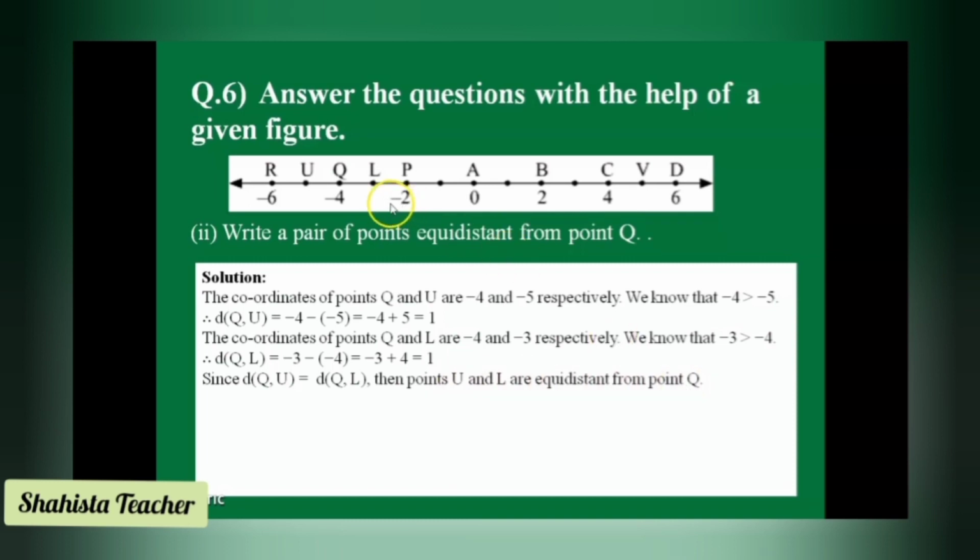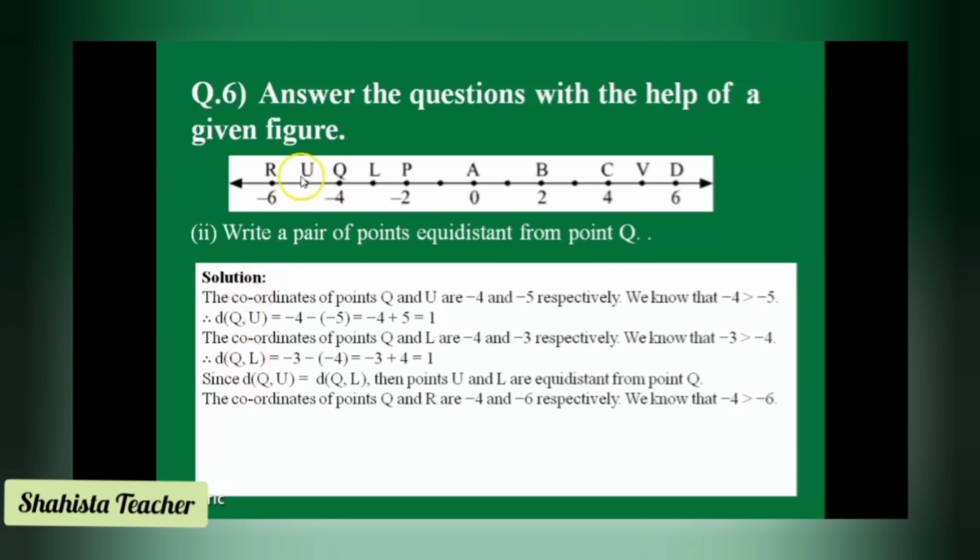Now next is Q and R, and Q and P. So the distance of Q to R. The coordinate of Q is -4 and the coordinate of R is -6. So here we will write: the coordinates of Q and R are -4 and -6 respectively, where -4 is greater than -6.